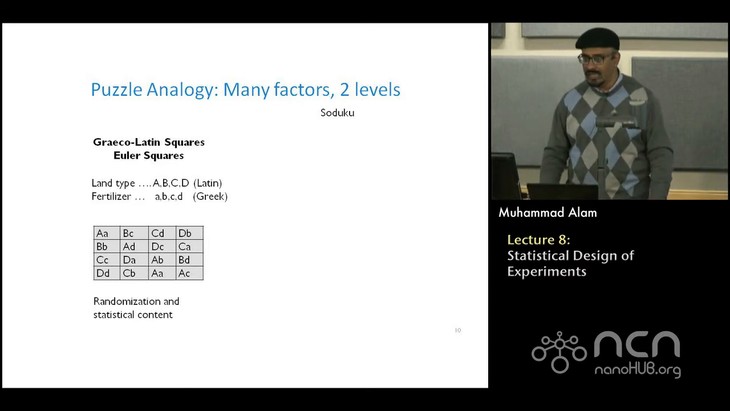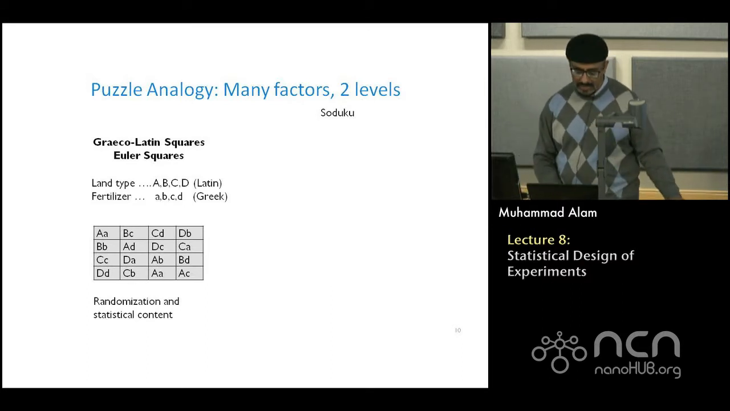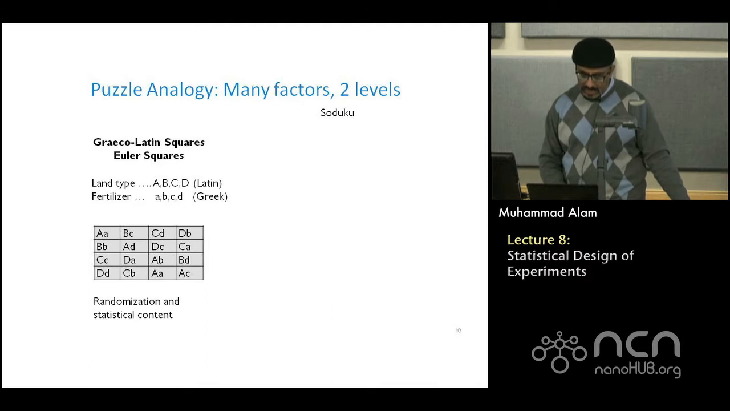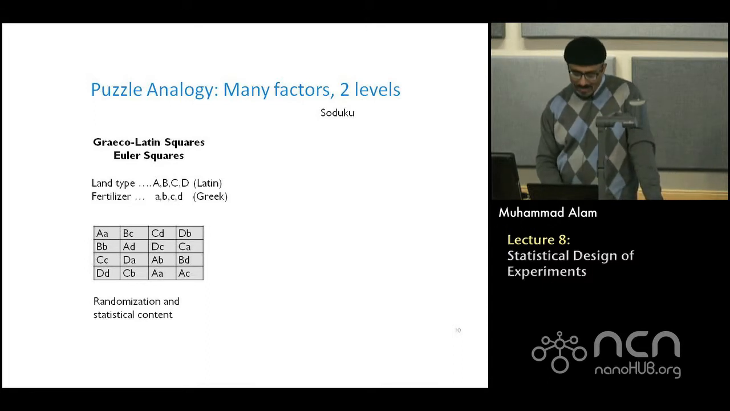But the point is that I have to make it randomized. And the way it's randomized is using this very special thing called Greco-Latin squares. Where does the name come from? Well, generally the first factor is a Latin word. And when Euler first wrote the equations, in fact, it dates back to Euler.